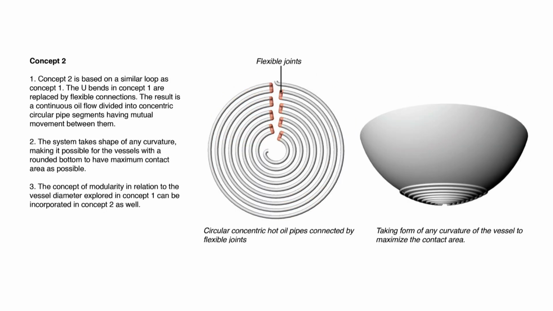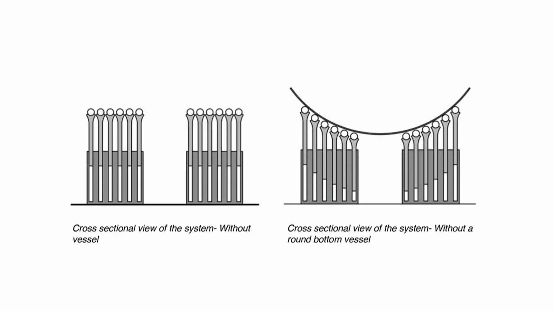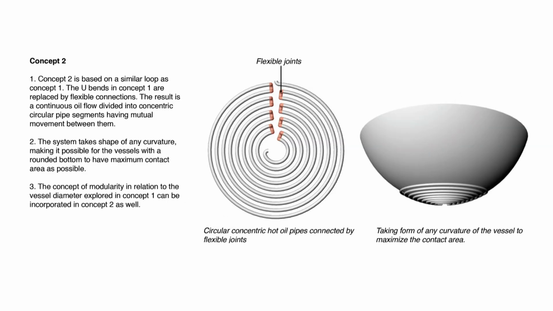Concept two was making these joints flexible. What happens is it becomes a telescopic kind of thing, and as you can see in the cross-section, it will take the shape of the curvature of the bottom of the vessel, to increase the contact area between the coil and the vessel.